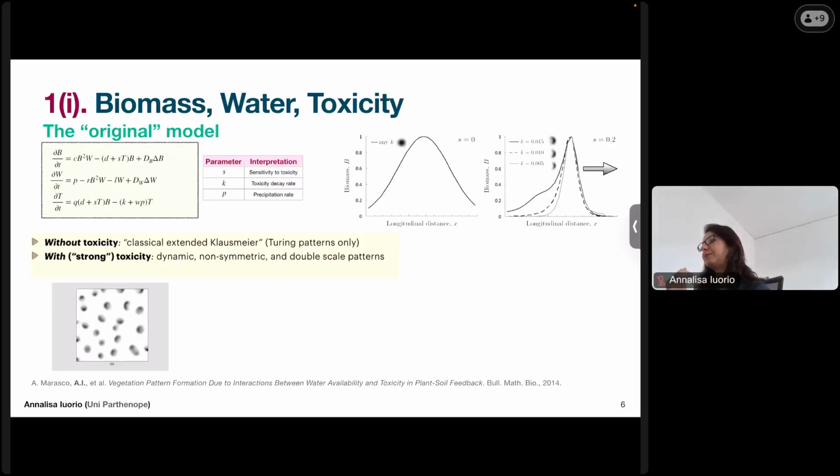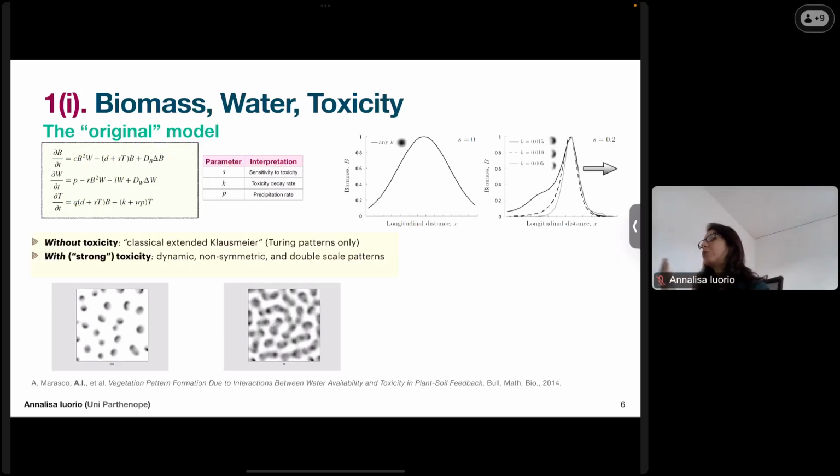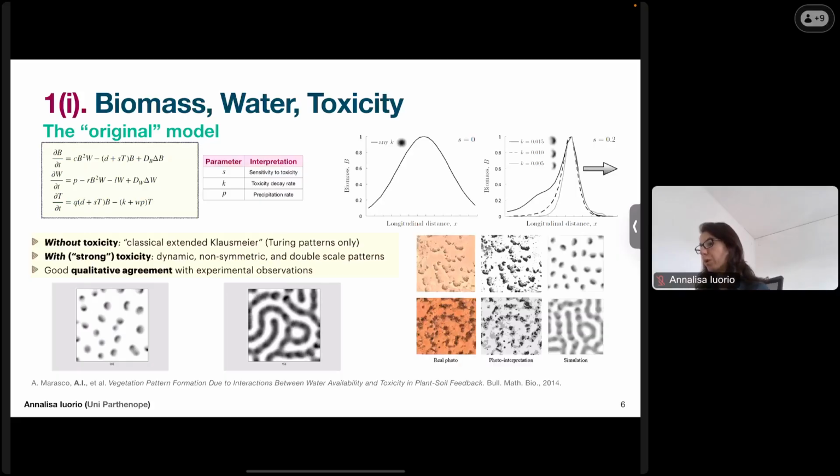You may see that this spotted pattern that was stable when you didn't have toxicity, or where you had this sensitivity set to 0, starts moving. And you may actually see also the emergence of so-called double scale patterns, where a macro pattern appears, for example, a labyrinth that is stable, but within this labyrinth, you see these half moon shapes that keep traveling. And this is only because of autotoxicity.